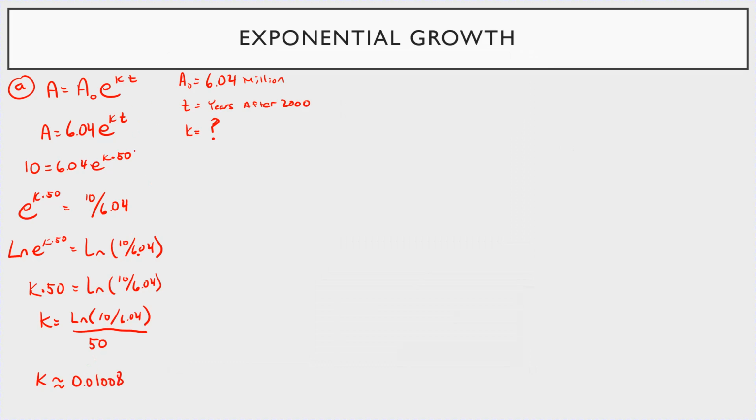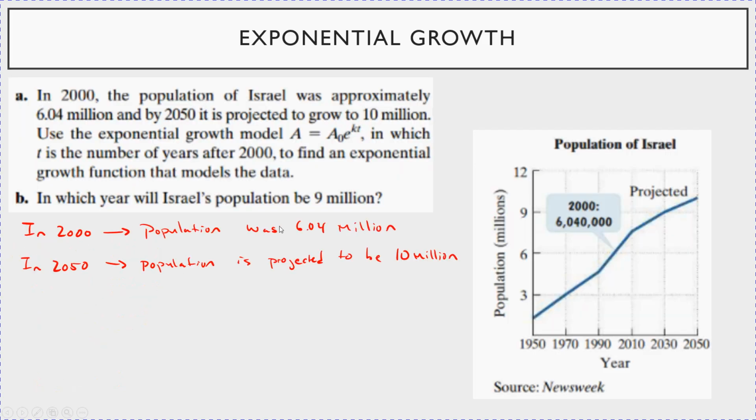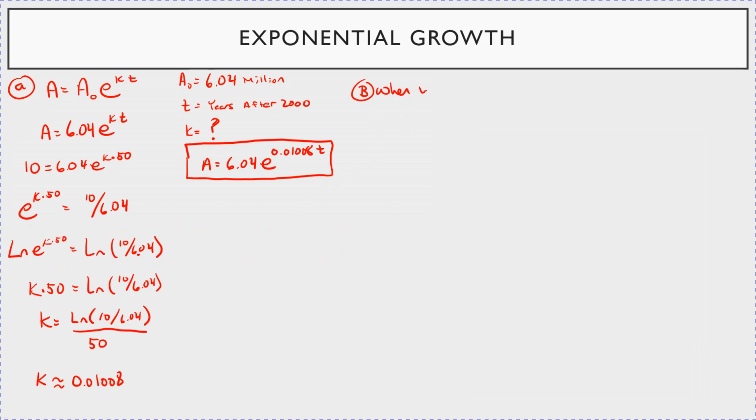So what that means is that the model, as we can say, the population, A, is equal to 6.04 times e, my growth rate, is 0.01008 times t. And t is years after 2000. Okay, so part B then is asking when, so it's saying when will the population be 9 million? So it's asking you to solve for t here.